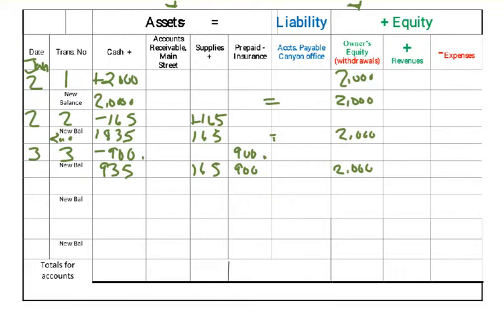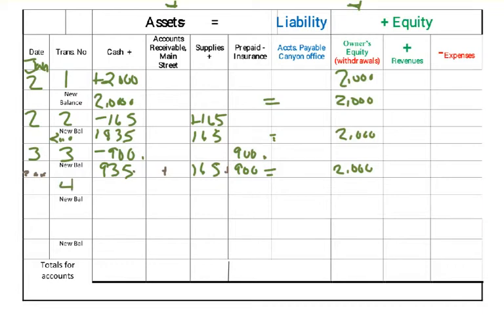Now you as an accountant go, is everything still balanced? Let's add it up. The $935 in cash plus the $165 in supplies plus the $900 in prepaid insurance. Well, that equals $2,000. Same as equity. Do we equal? Yes, we do. We balance. Perfect. Now we can move to the next transaction.